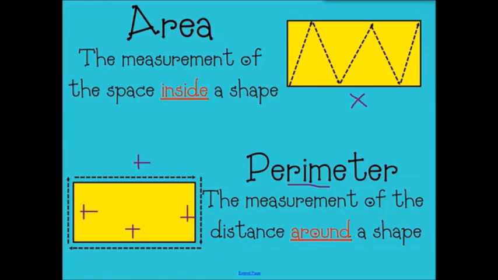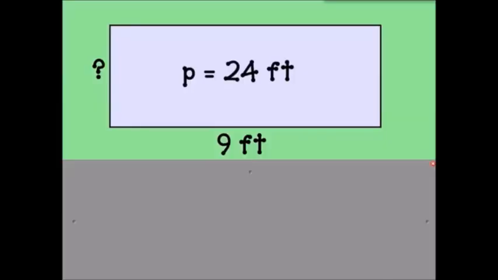All right, here we go. Let's take a look at some problems. Now, I do want you to write one practice problem in your notes. So go ahead and pause me and write this scenario down. You've got a perimeter of 24 feet. You have a length of 9 feet, and you are looking to solve the width of this rectangle.